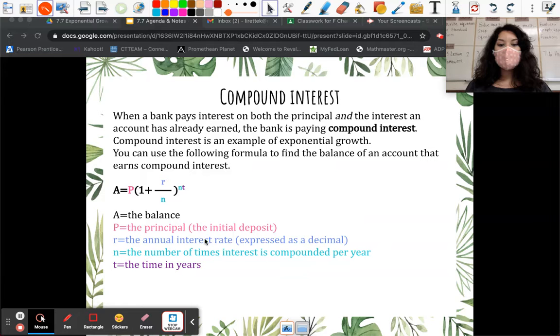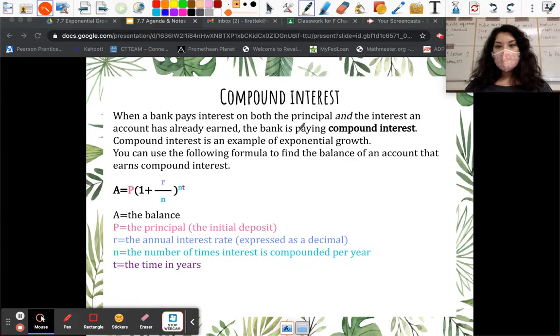The R value is the annual interest rate, again, usually given as a percent, but expressed as a decimal. N is the number of times that interest is compounded per year. And then T is the time in years. So for a lot of these problems, this value N is going to come from a word. It's not going to actually tell you the number. It'll usually say that the interest is compounded semi-annually or quarterly or monthly. So you have to be able to look at those words and translate it into a number.